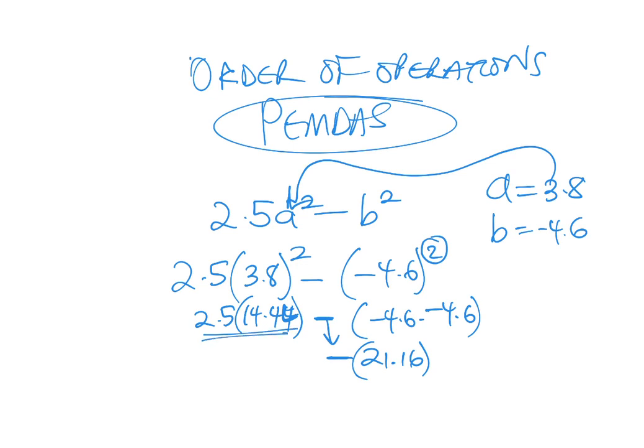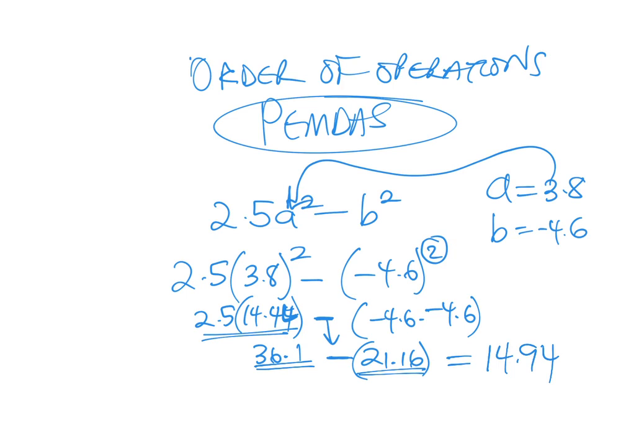This can also be multiplied at this point. So we have 2.5 times 14.44. So that's 36.1 minus 21.16. Minus 21.16 will take us to our destination. So now we have 14.94, because 36.1 minus 21.16 will give us 14.94.